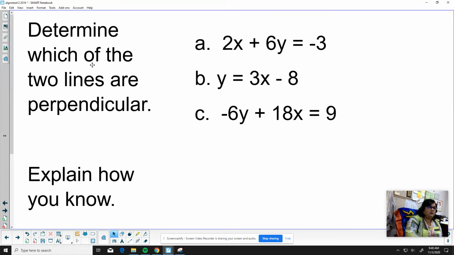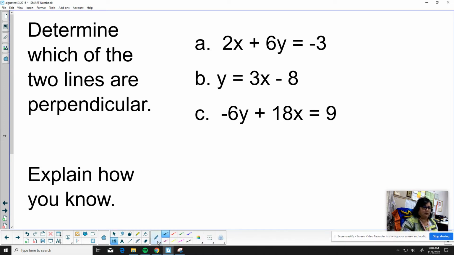Okay, so if I figure out which two lines are perpendicular, I need the slope for each of them. Well, the easiest one is in the middle because it's already in slope-intercept form, so I can just pull the slope out very quickly. So the slope on B is 3. The other two need to be put into slope-intercept form so I can pull the slope out. So I'm going to go ahead and solve from here.